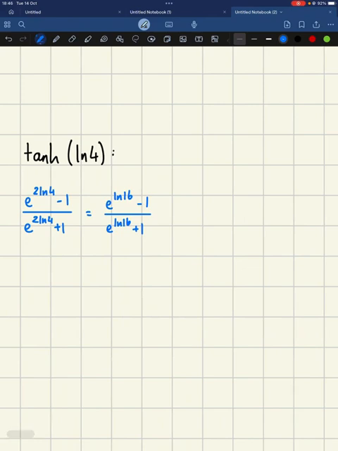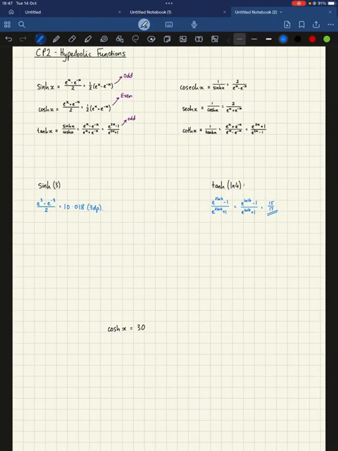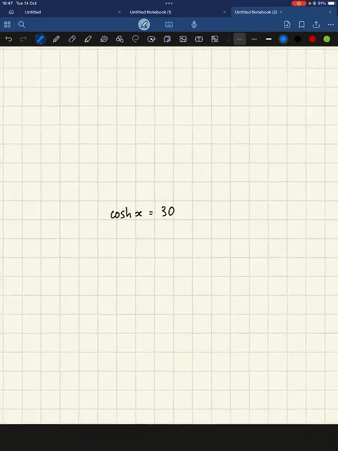Well, e to the power of ln something is just that something, so what we're going to get is 16 minus 1 over 16 plus 1. Well, 16 minus 1 is 15, and 16 plus 1 is 17. So tanh of ln 4 is 15 over 17.